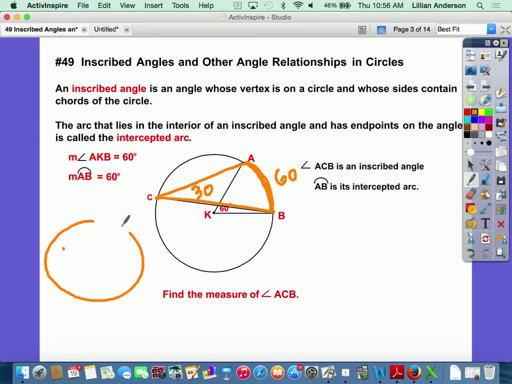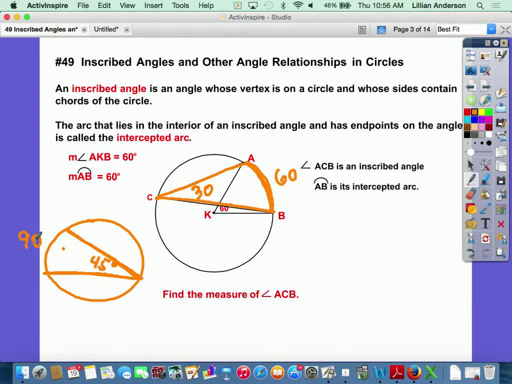Now if I had another inscribed angle, and say that my inscribed angle was 45 degrees, I can use a little bit of inductive reasoning to figure out that my arc is how long? 90. Because you double it. Does everybody understand that? Just like the other one.